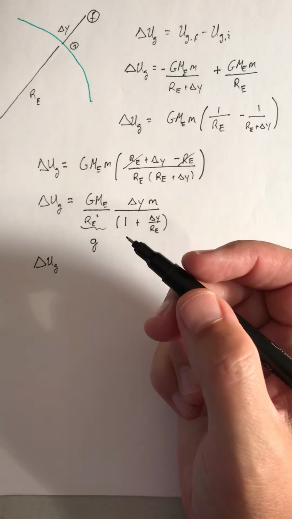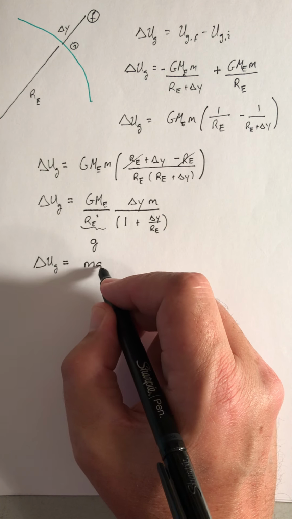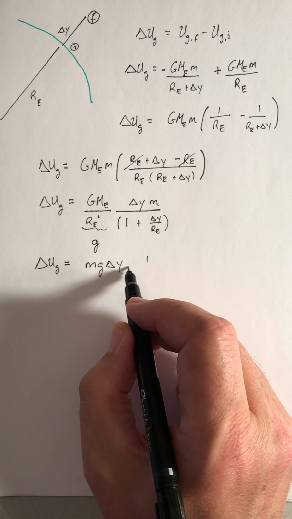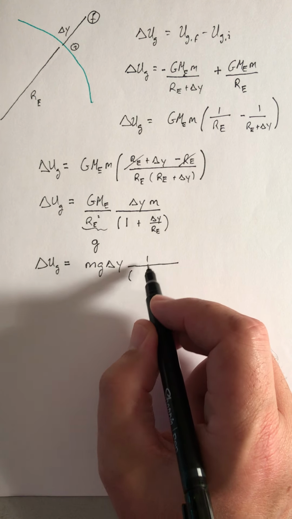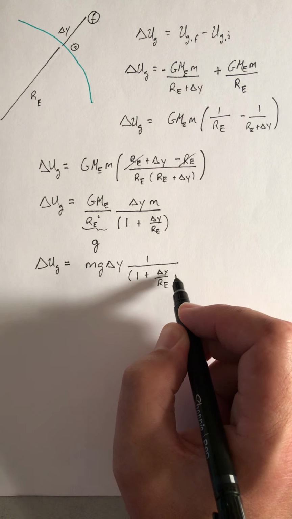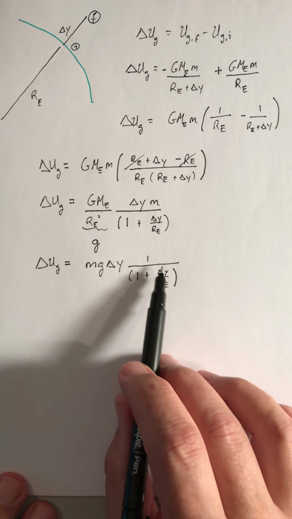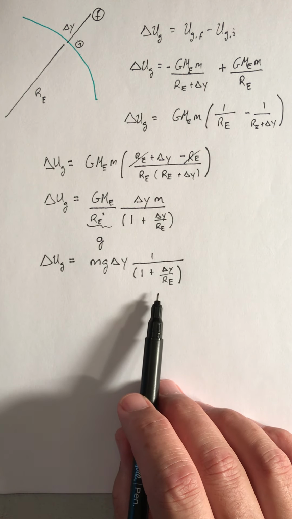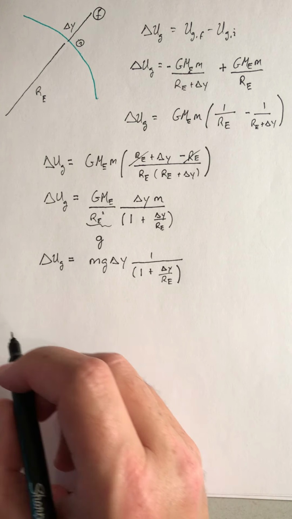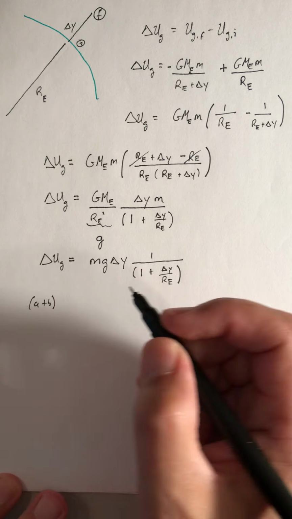So change in gravitational potential energy is going to be m g delta y, and then this bit that's left over, 1 over the quantity 1 plus delta y over the radius of the Earth. Alright, now to make sense of this, I'm going to use the binomial expansion. This is in the appendix of your book, and you've probably seen it before.